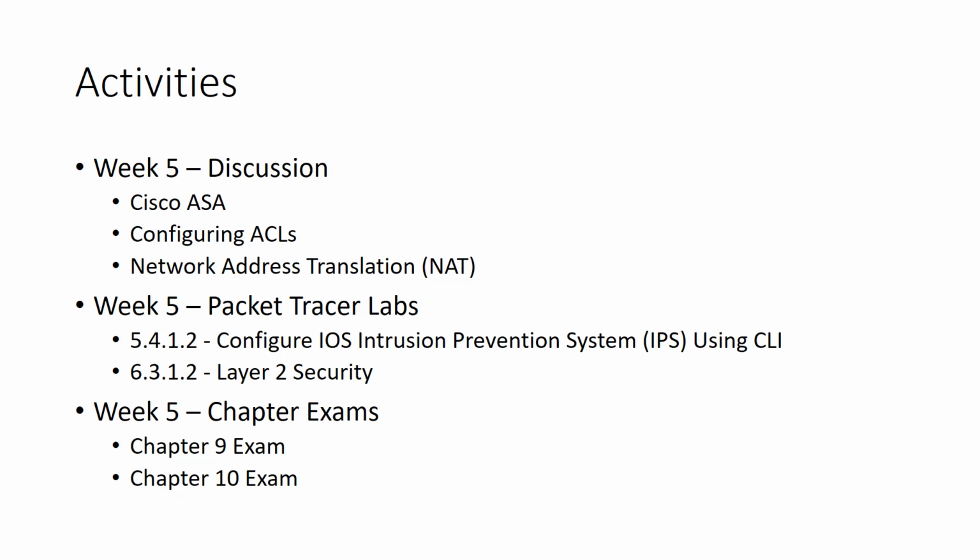I understand we're working in chapters 9 and 10, but for whatever reason, our labs kind of lag behind. So this week we're working in chapter 5 and chapter 6 for our labs. In chapter 5, we're looking at lab 5412, configuring iOS IPS using the CLI. And in chapter 6, we're looking at lab 6312, basic layer 2 security.